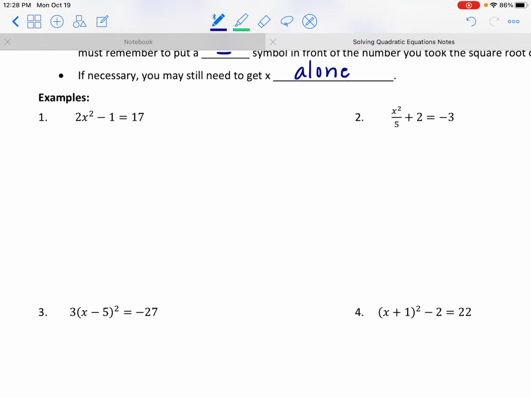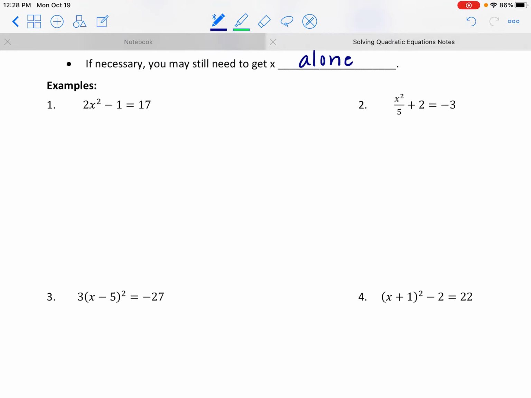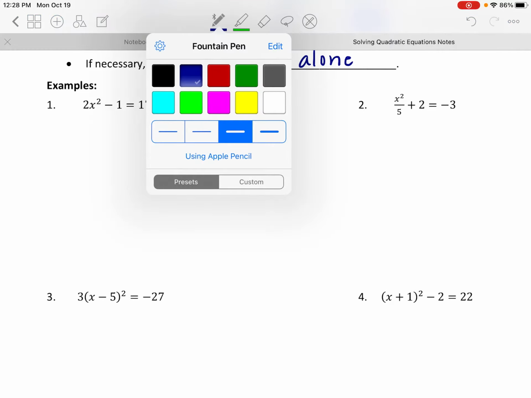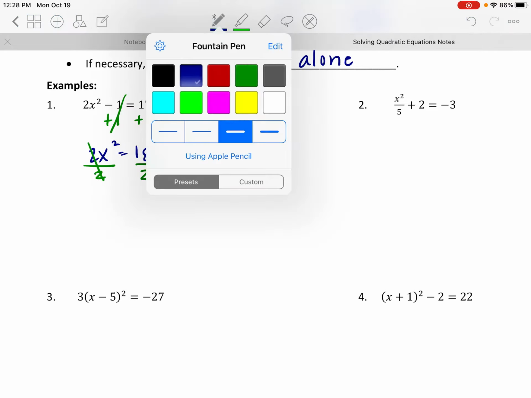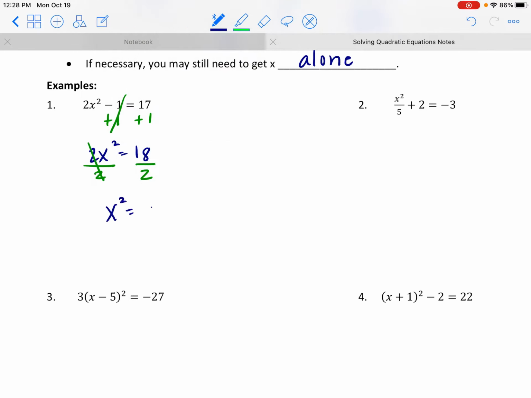All right, first example here. I want to make this look like the 4 problems I did a few minutes ago, so I'm going to get the squared term by itself. First thing I'm going to do is add 1 to both sides. That's going to give me 2x squared equal to 18. Now I'm going to get rid of this 2. It's being multiplied by the x squared, so I'm going to divide it, and that's going to give me x squared equal to 9. And now it looks just like it did before.